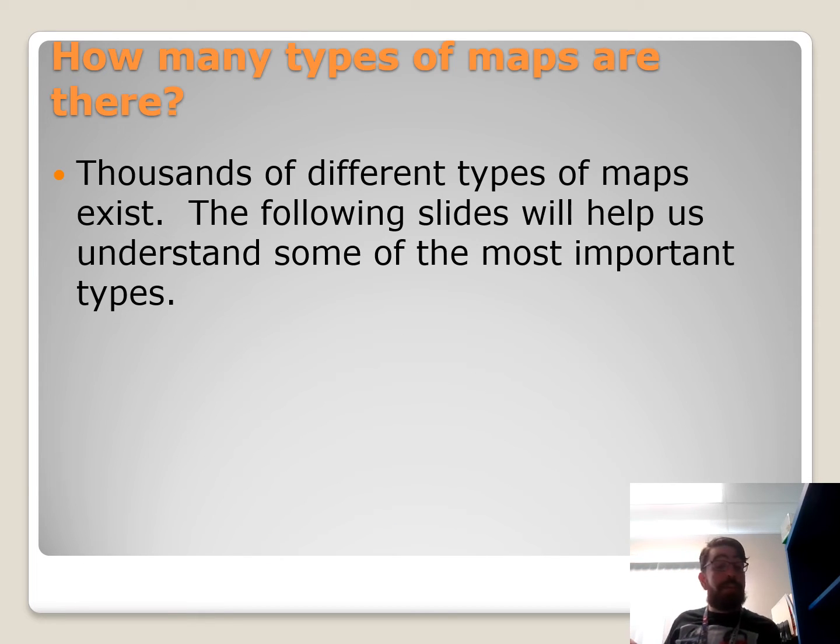How many types of maps are there? Infinite maps. Whatever you're looking for, you can probably find a map about it: climate, resources, political parties, religions, regions, whatever you want. But let's look at the ones we're going to be focusing on for this course.